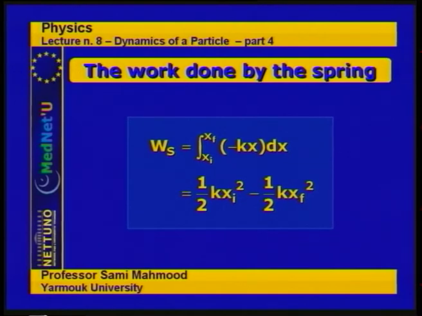This is a simple exercise, and we can evaluate this integral directly. And the integral is simply 1/2 kx square, with a negative sign, taken from x initial to x final, and the result is 1/2 kx initial square minus 1/2 kx final square. That is the work done by the force of the spring.